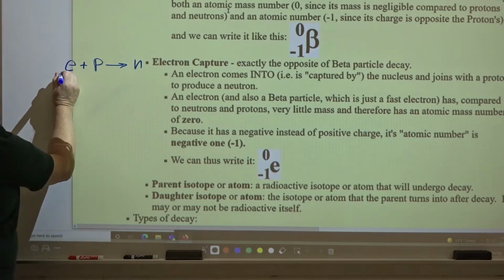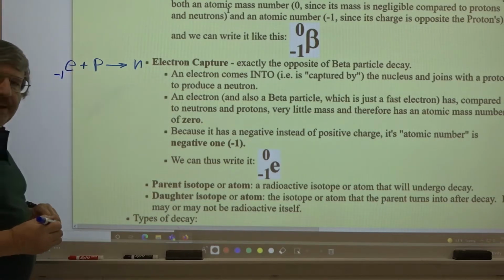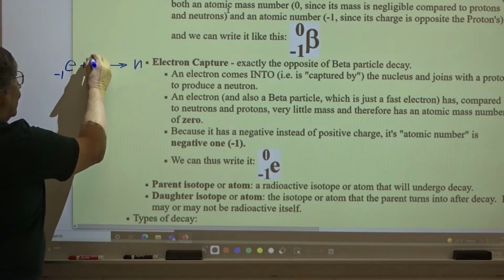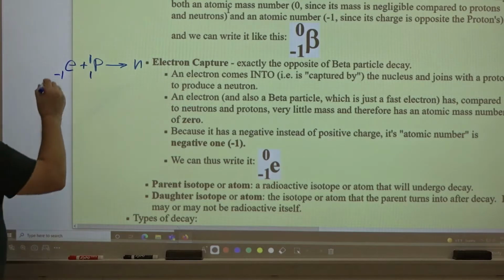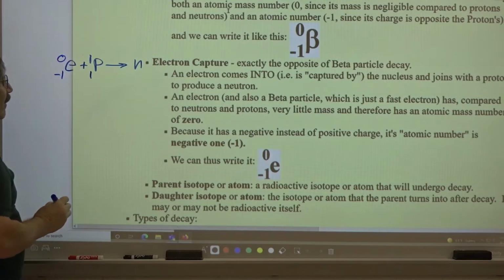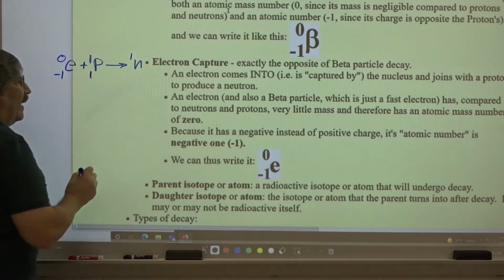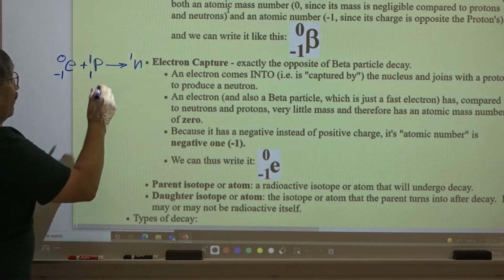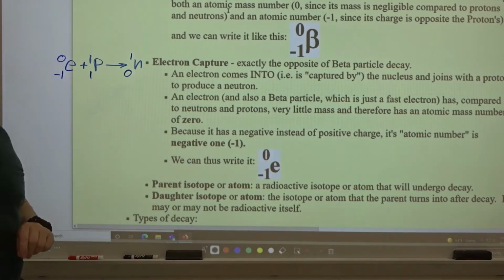And remember that the electron has a -1 atomic number. The proton has a +1 atomic number. The proton has a +1 atomic mass number. The electron has a 0 atomic mass number. And that results in a neutron with an atomic mass number of 1, but a charge and therefore an atomic number of 0.